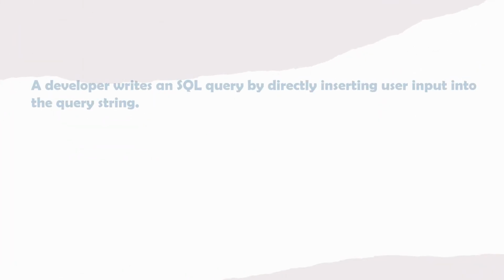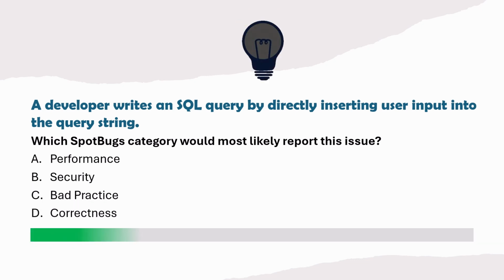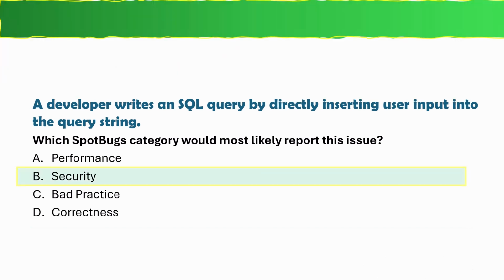Let's test your understanding with a quick scenario. A developer writes a query by directly inserting user input into the query string. Which SpotBugs category would most likely report this issue? The correct answer is B, that is security. Directly using user input in SQL queries can lead to SQL injection, one of the most common security vulnerabilities. SpotBugs reports such issues under the security category because attackers could exploit them to access or modify sensitive data.